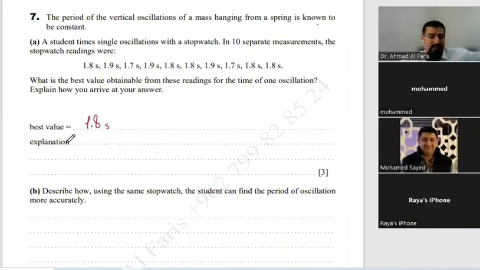Yes, Mu'taz. Because it's the most repeated. Yes, 1, 2, 3, 4, 5 times it's repeated. Or you can say it's the average, or the mean, because if I add all these values and divide by 10, it will be approximately 1.81. So in two significant figures, as they give us, it will be 1.8. So you can write that it is the most repeated.